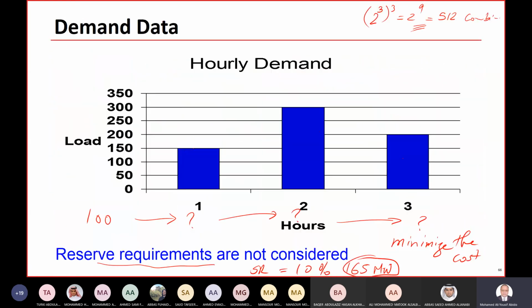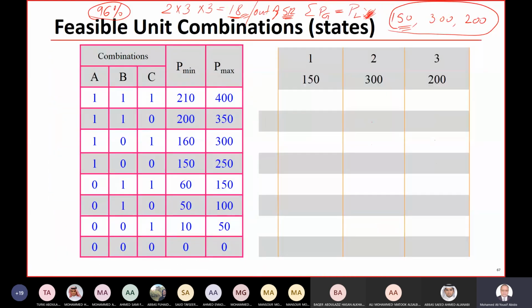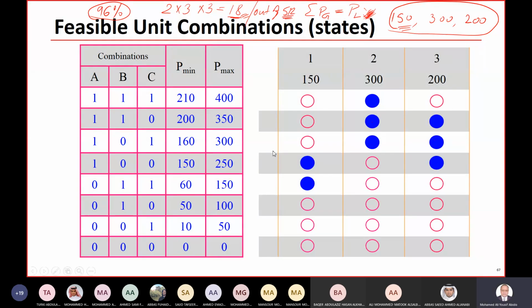So some of these combinations will be unfeasible due to such constraints. And for example, for this one, you have here 0 1 1. That means unit 1 is switched off, right?